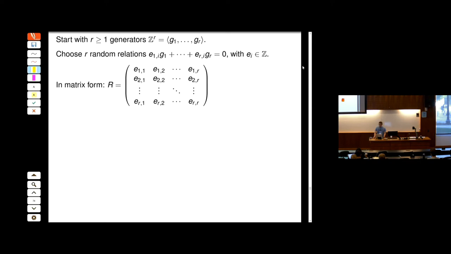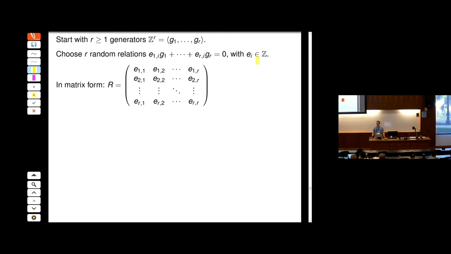All right, so let's do that instead. Okay, so we start with R generators. So let's start with just an infinite abelian group, a free group on R generators. I'm going to choose R random relations. A relation in a group is just a linear combination of the generators G1 through GR, and I'm going to pick R of those relations and organize them in matrix form. Each one of these relations is written here as a column. So for random, I'm going to pick random numbers e_ij, and see what that gets me.